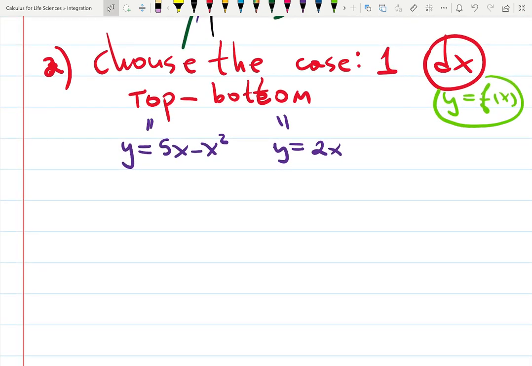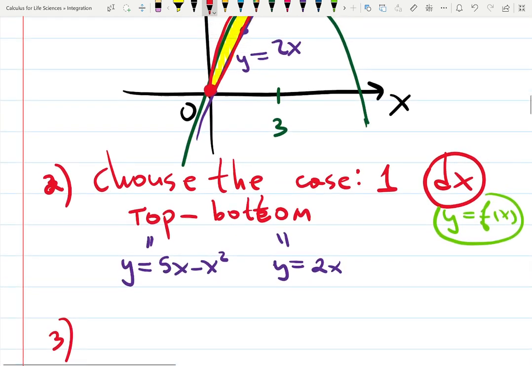Everything is ready except a and b. The integral will be the integral of top minus the bottom dx. But we did not find where x is running.